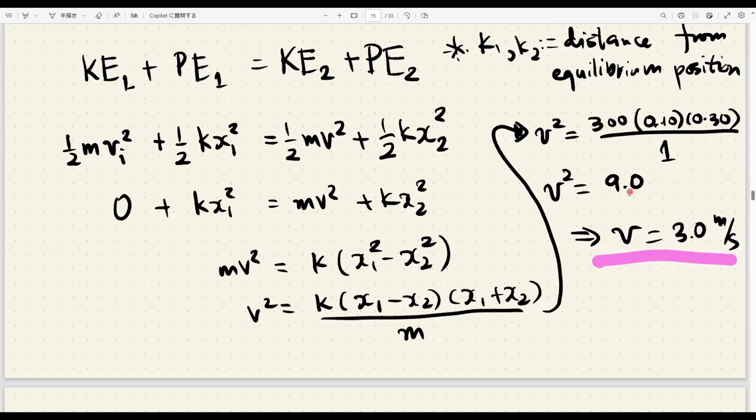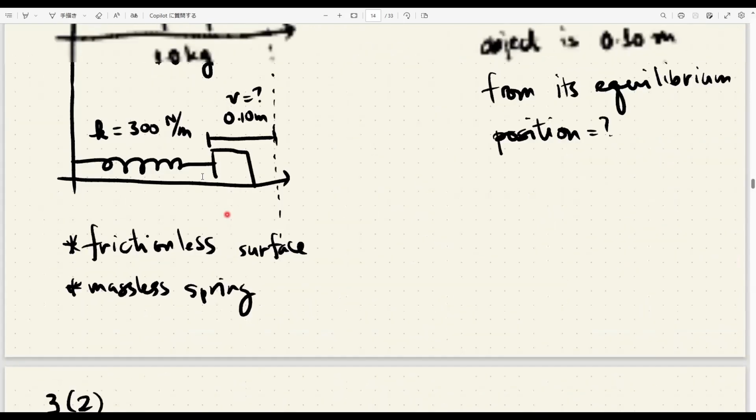The numerator actually reduces to just 9. Okay, so that's 0.1 times 0.3 times 300. That's just 9. And so if you get the square root of that, you get v equals 3 meters per second. And this is the speed of that spring at this position here, when it is 0.1 meters from the equilibrium position.